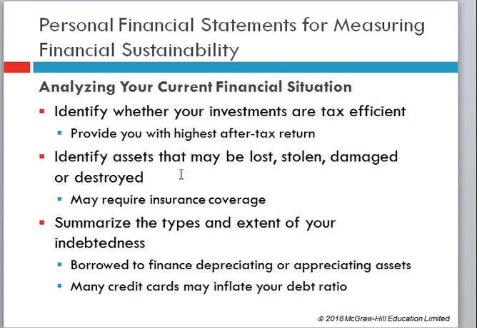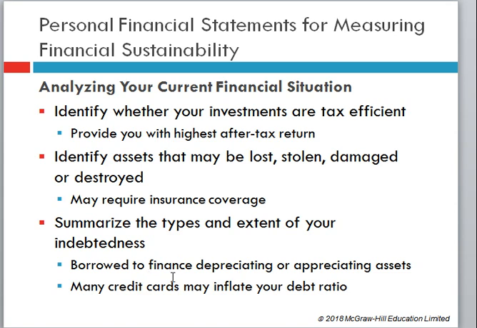Then identify assets that may be lost, stolen, damaged or destroyed, and you take an insurance on that. So fixed assets or real assets, for example automobile, your house, they have a physical threat because they are physical in nature, so you can take insurance on it. Financial assets you cannot take insurance on, so you cannot have an insurance on your stocks.